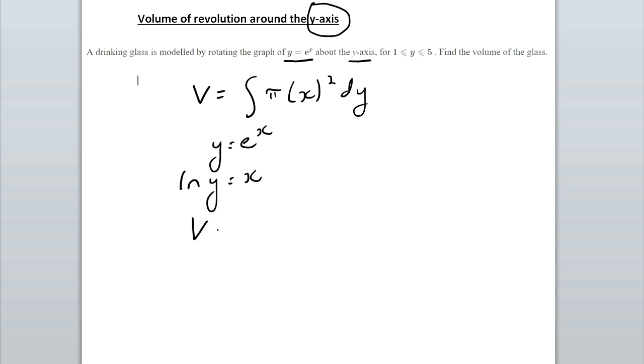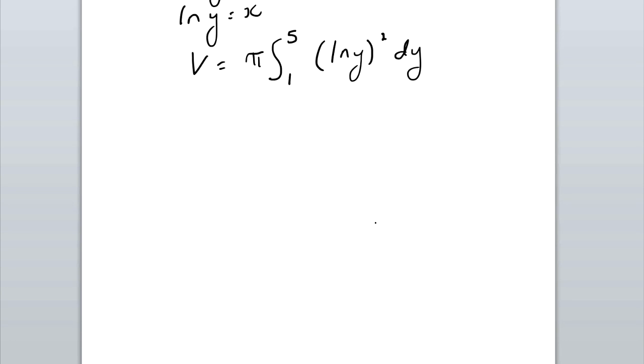So I can rewrite my volume, and of course pi is a constant, so pi can be outside with my integral. We know that y is larger than or equal to 1, less than or equal to 5, so they have given us our lower and upper bounds. In terms of x, I can now substitute in natural log y squared, and I am going to integrate this in terms of dy. Previously when we have done integration, we would have noticed that the moment I want to integrate a natural log, I cannot do it by substitution. I will have to do integration by parts. That is the easiest method alternatively.